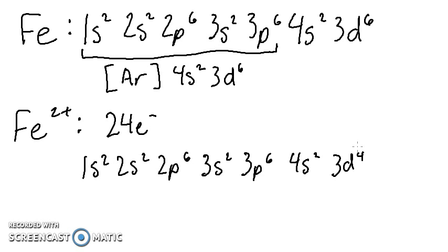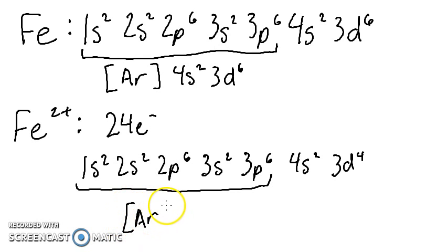So now we've written out our electron configuration in the full notation, but we can also do it with that noble gas abbreviation. Again, we're going to abbreviate this portion with argon, the first 18 electrons. And then adding the rest on, we'll end up with 4s2, 3d4.